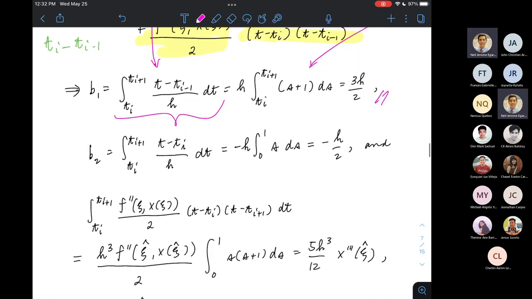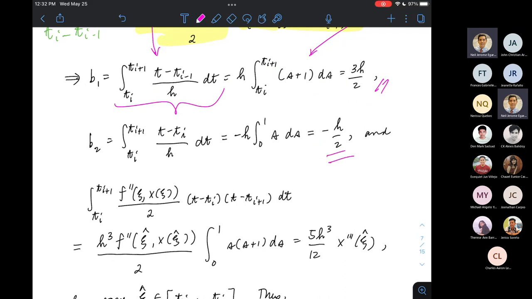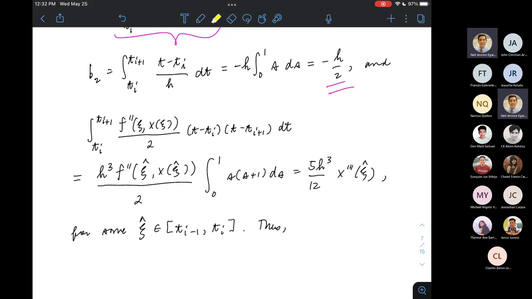Tapos you do the same thing for b2. You get b2 equals negative h over 2. Tapos para makita natin ano yung local truncation error, ano yung term na magbibigay sa atin local truncation error, we integrate the entire error term r sub m minus 1. Okay. So makita natin na yung integral of the error in the interpolation is equal to 5h cubed over 12 times the third derivative evaluated at some number c hat. Okay?